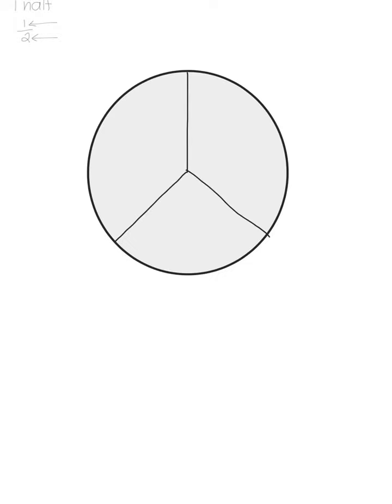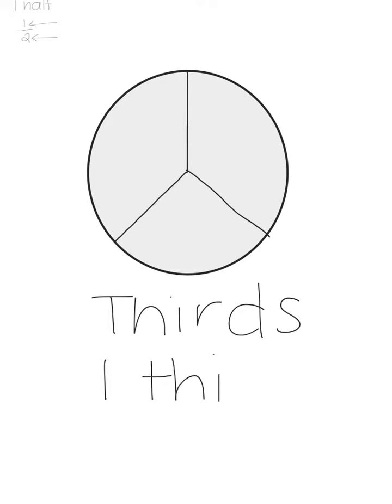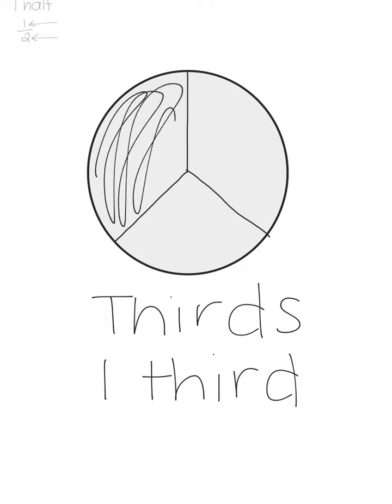This circle is one whole. What unit is it partitioned into? Did you say thirds? What is the unit fraction? The unit fraction is 1/3. Our unit fraction is 1 shaded piece out of the 3.